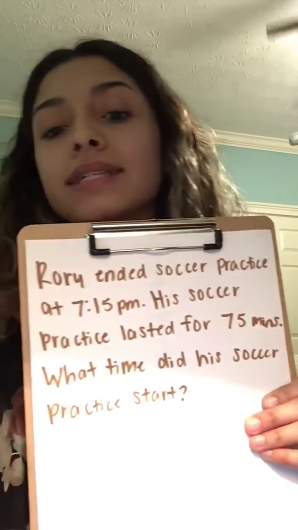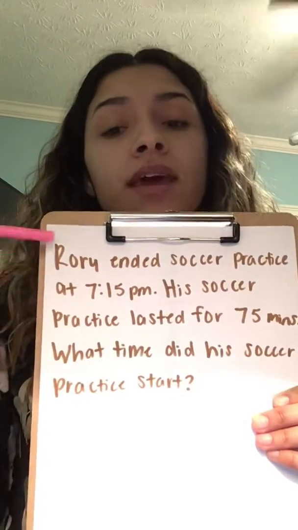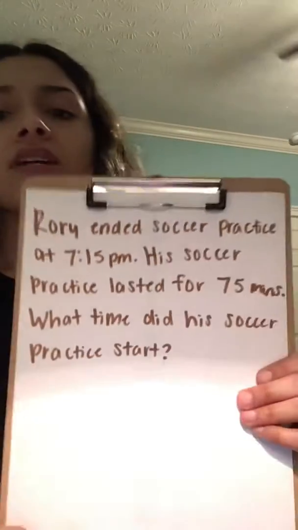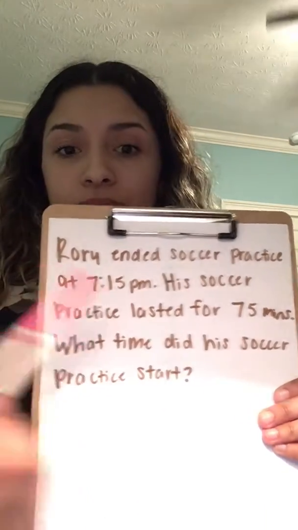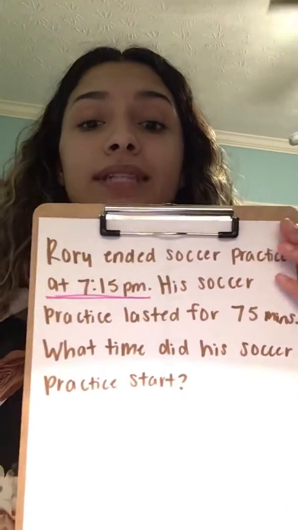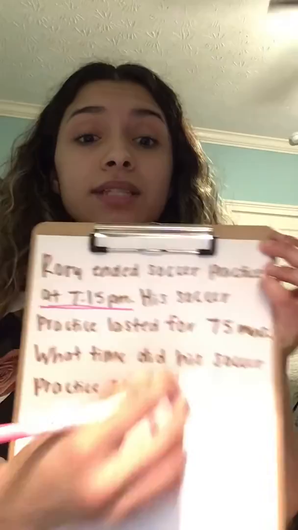So let's go back and underline what we think is important from our word problem. Rory ended soccer practice at 7:15 p.m. I know that 7:15 p.m. is important because that tells me what time his soccer practice stopped. So I'm going to go ahead and underline that. And then we also know that his soccer practice lasted for 75 minutes. It doesn't tell me what time it started, but it does tell me how long it lasted. So I'm going to underline 75 minutes as well.